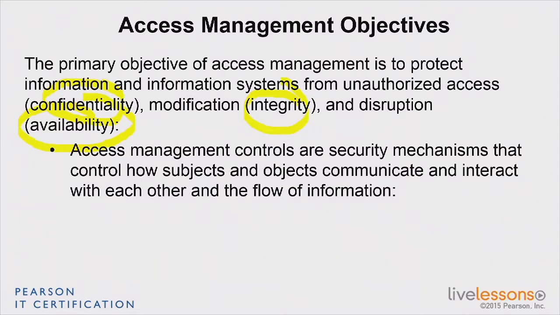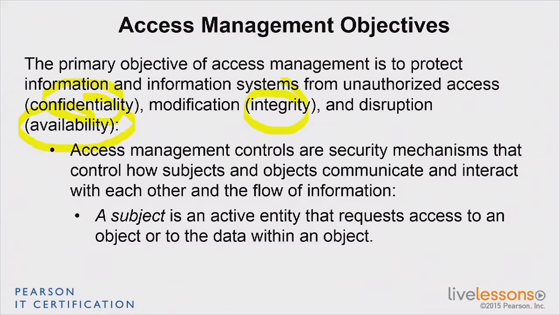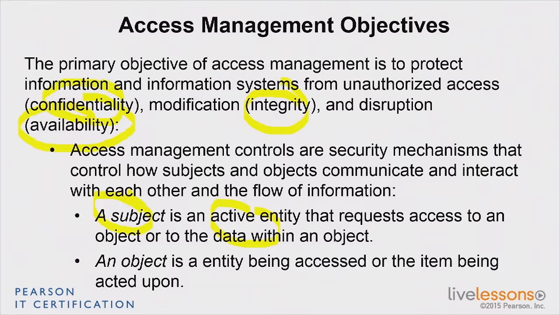Access management controls are security mechanisms that control how subjects and objects communicate and interact with each other and the flow of information. Now, we talked about subjects and objects when we were talking about security models, but as a reminder, a subject is an active entity that requests access to an object or data within an object. An object is an entity being accessed or the item being acted upon. So our subject is our active entity, our object is our passive entity.